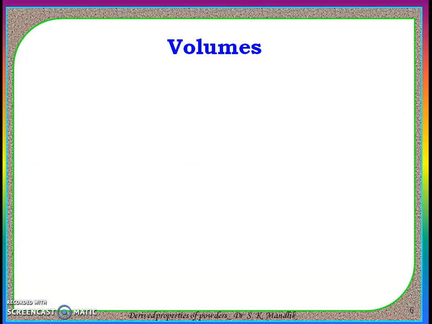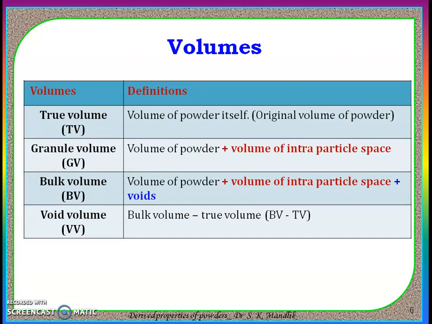Before we discuss the different densities, let us understand the different volumes of powder. Powder has different volumes. The first, true volume. True volume is nothing but the original volume of powder particles. Granule volume is the original volume of powder plus the space volume present in the intraparticle space. So it is true volume plus the space present inside the particle that is known as granule volume.